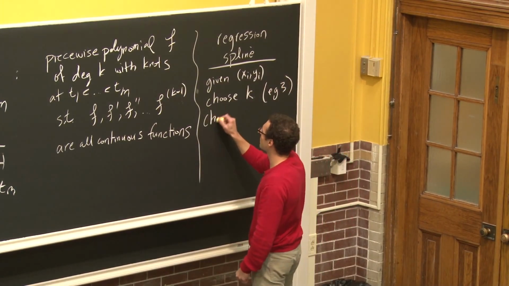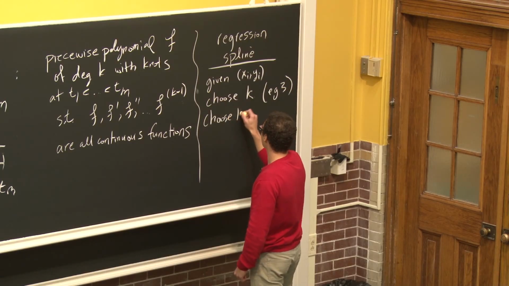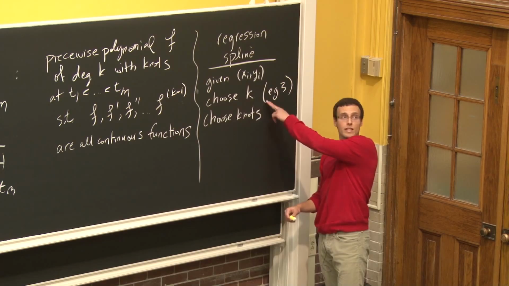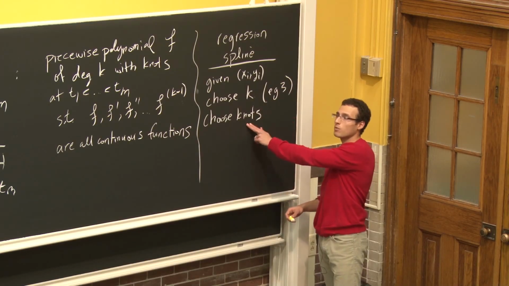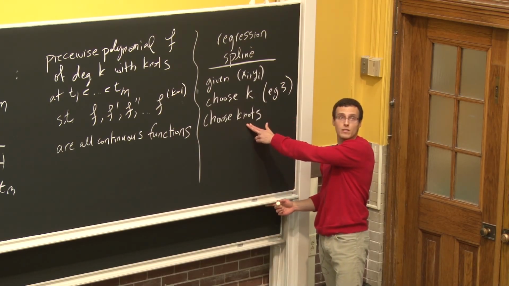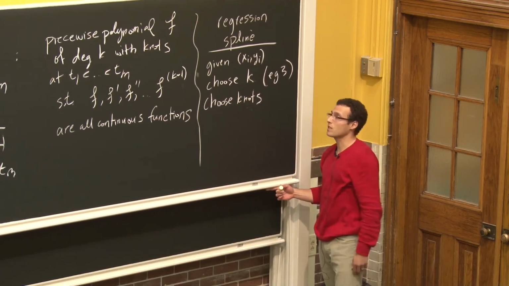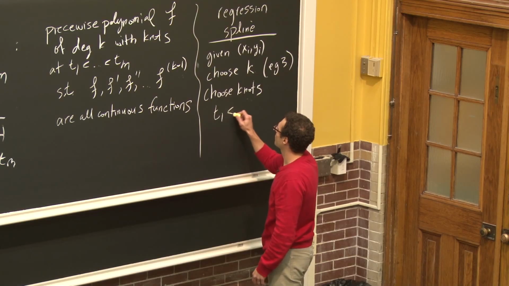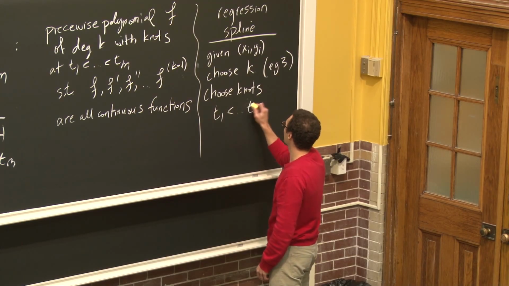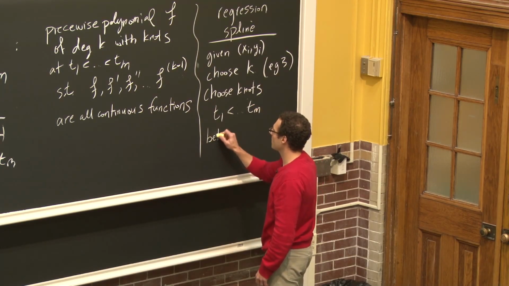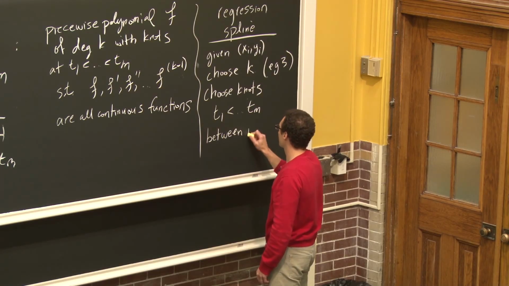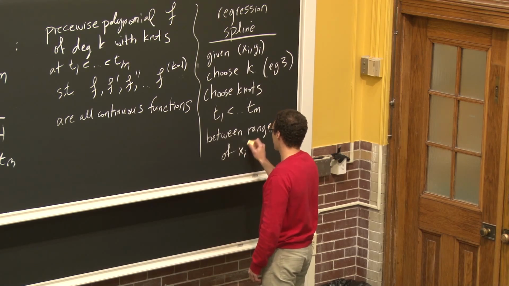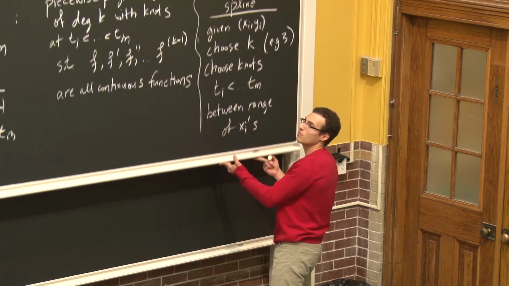And choose a set of knot points. OK, so this one you should look at and say, oh, I could probably do that given data. It's not a big deal. This one you should probably look at and say, that's much more suspicious. How do I choose knot points? So we'll address that shortly. So I just choose some knot points, say t1 through tm, between the range of the observed x's. OK, so I just fix a bunch of knots.